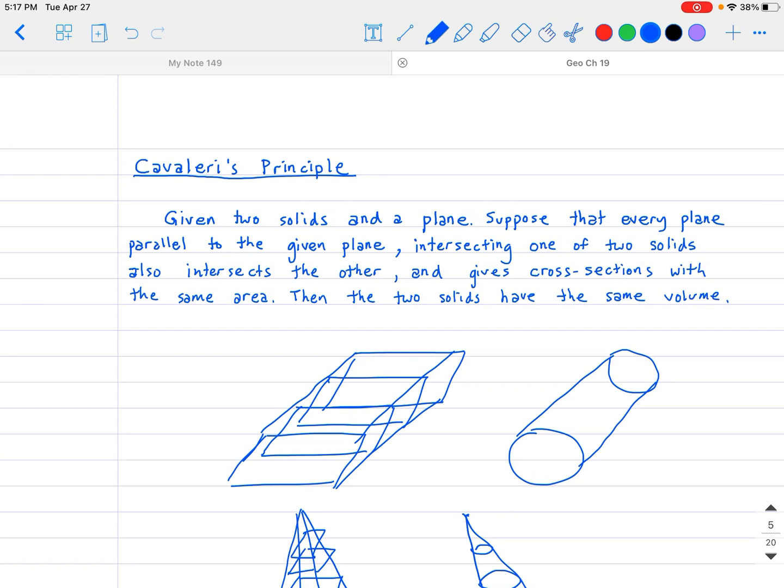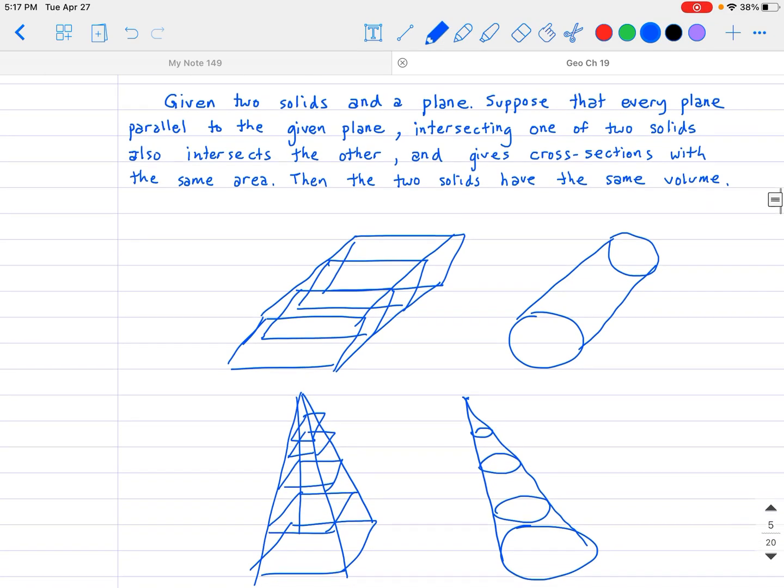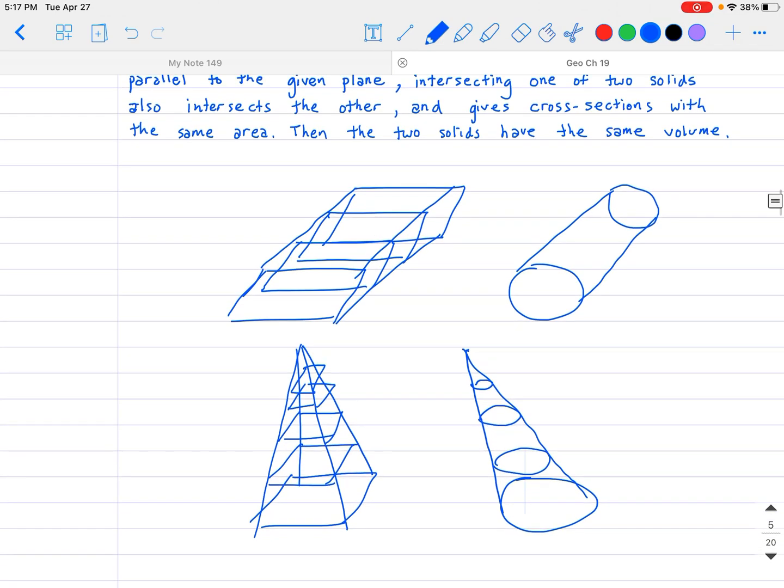So this Cavalieri's Principle right here is actually very unique, and we can utilize it to figure out how to find the volumes of other three-dimensional things that are a little bit more complex. So say, for example, we have a cone where all the cross sections are going to be circles. It turns out that Cavalieri's Principle actually applies to this too.